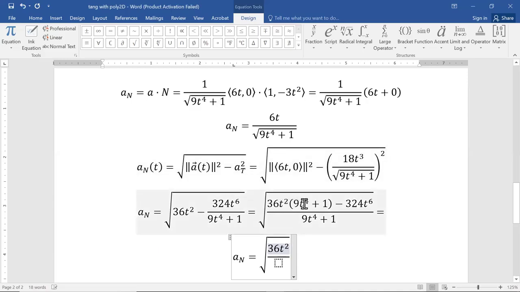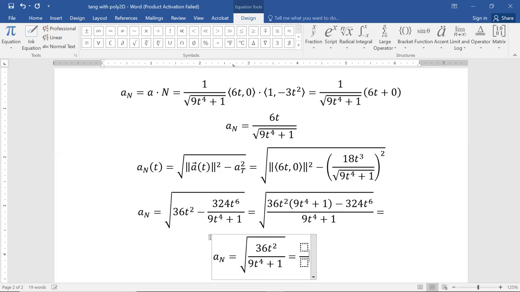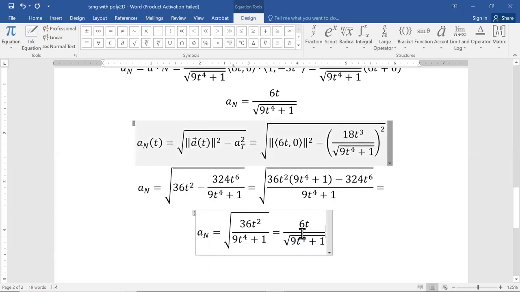So I get 324t to the 6th plus 36t squared minus 324t to the 6th. And in the bottom, I get 9t to the 4th plus 1, which I can take the square root of the top, square root of the bottom. That's going to give me 6t divided by the square root of 9t to the 4th plus 1. So again, I get the same thing.